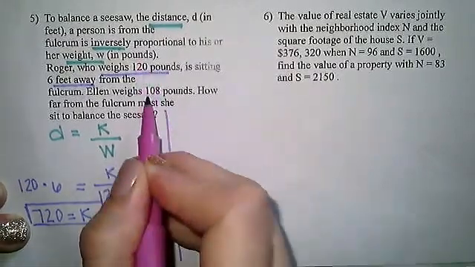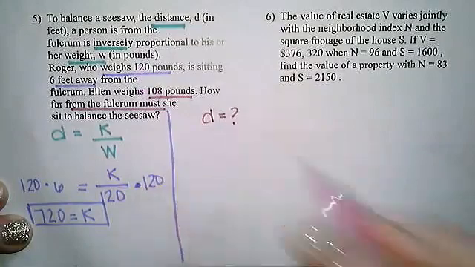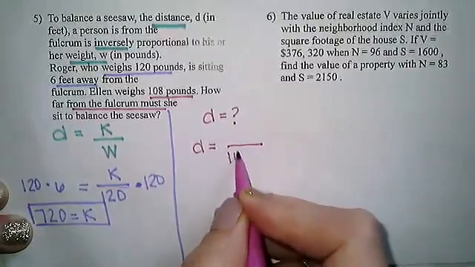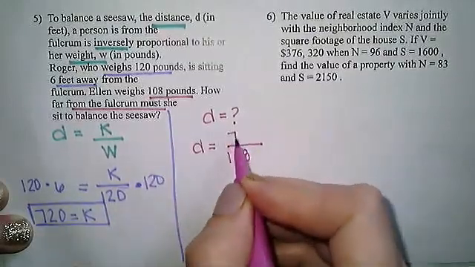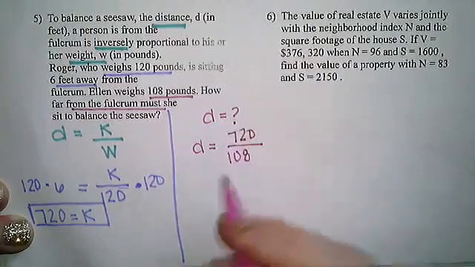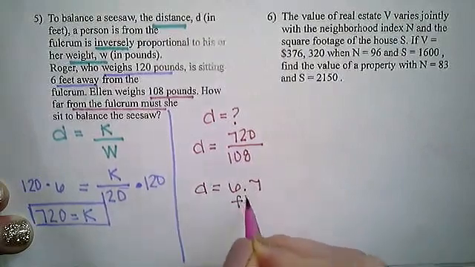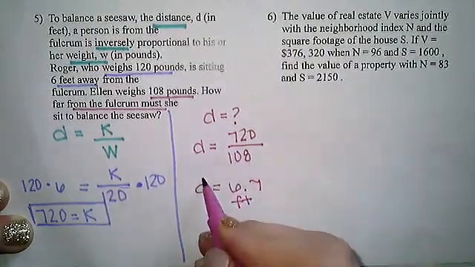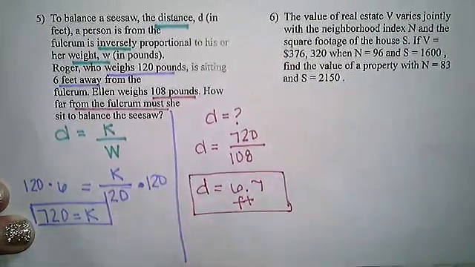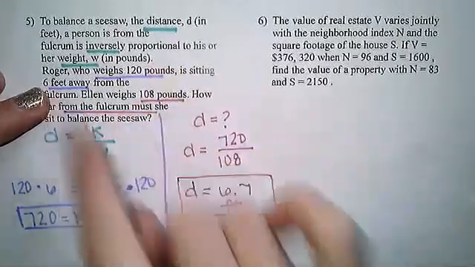Now, Ellen weighs 108 pounds, and they're asking how far should she sit? So we're trying to find distance. And we know her weight, so that can go on the bottom. And we also know our K, so that can go on the top. 720 divided by 108 is a distance of 6.6, or about 6.7 feet, because we can round up. Once again, as long as your work is right, I'm not too picky on the rounding. And you can see that makes sense, because this person only weighs a little bit more than Ellen, and they're 6 feet away.